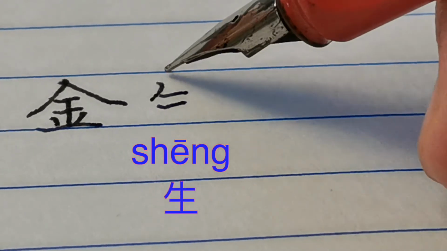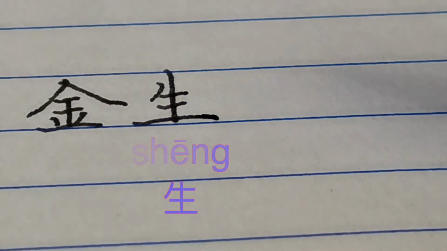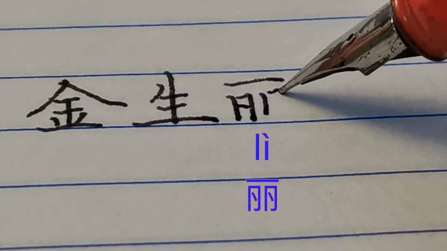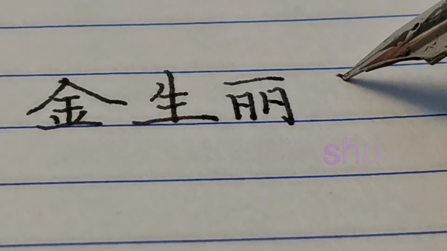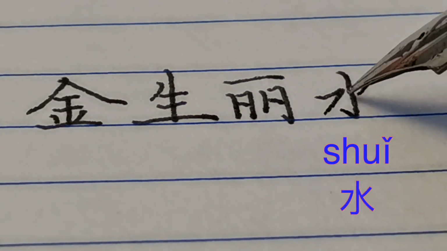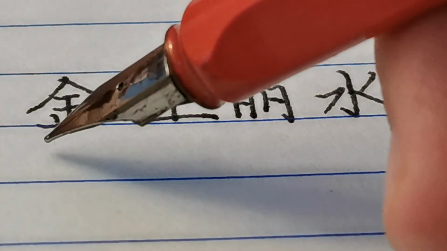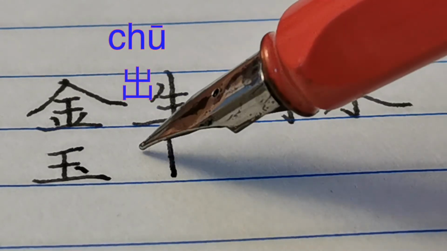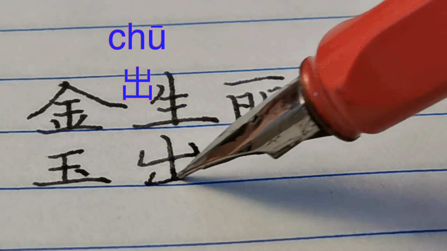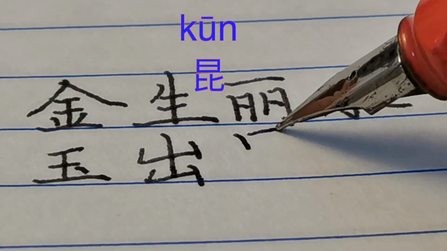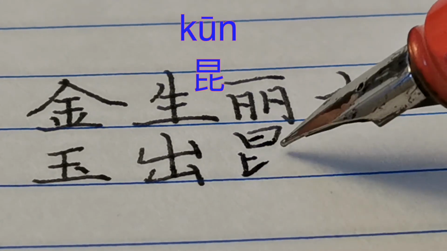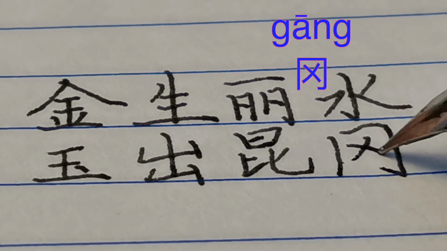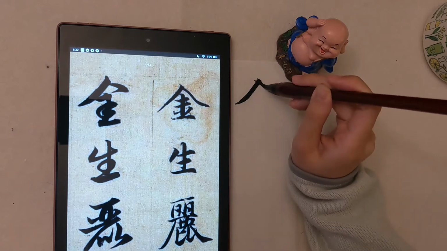生丽水. These first four characters form one sentence. The next sentence, 玉出昆冈. Okay, now let's write using a brush and see what these two sentences mean.